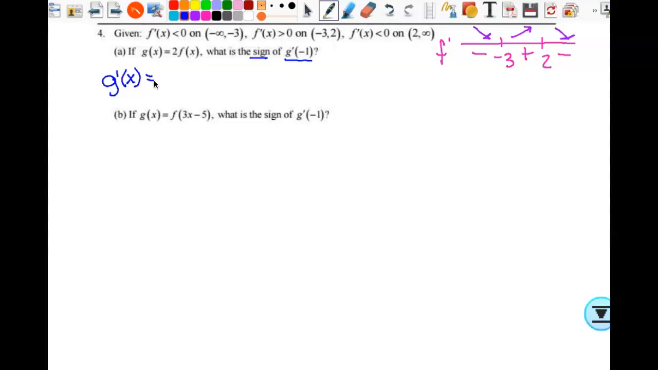Easy. Do I need to do the product rule? No. You could, but you'd be in a whole lot of steps that you don't need to do. This is just a constant, so this is just 2 times f prime of x. We agree with that? Okay.